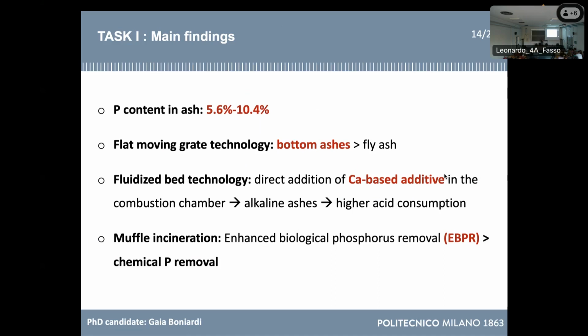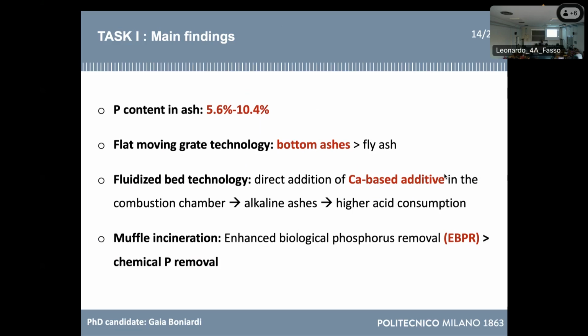While from the incineration using the fluidized bed, as I was telling you before, we found out that if we dose calcium carbonate directly in the combustion chamber to prevent the corrosion of the pipes and to control the sulfur emission, we have a dilution of the phosphorus content in the ash, and we have an increase of the pH of the ash. Indeed, in this case, the pH was above 12, while with the other ashes it was around 7 to 8. This reflects in the higher acid consumption in the first phase, which was the extraction.